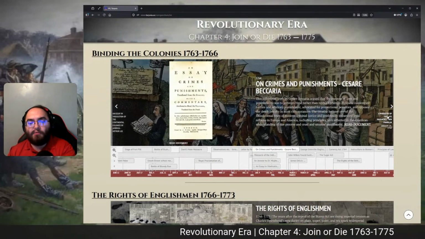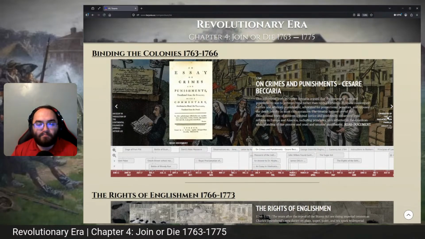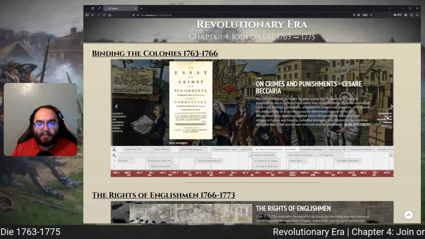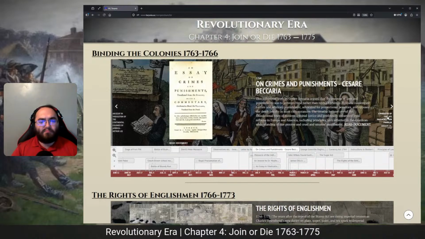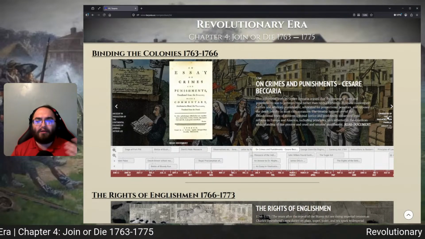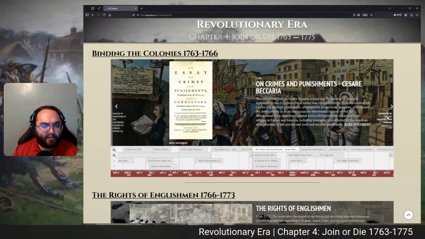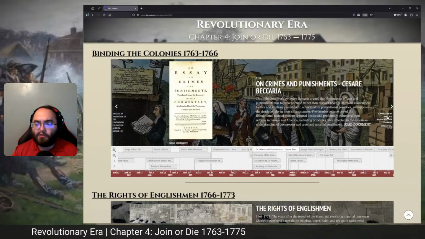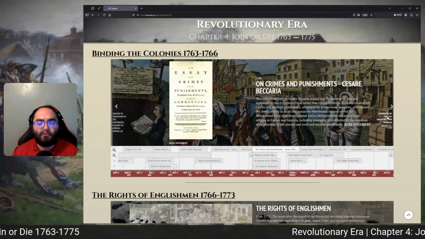Here's an interesting essay on crimes and punishments, written by an Italian guy. And I like to add as many of these primary sources from not just the American colonies, but also other parts of Europe. Like I include Thomas Hobbes' Leviathan. I include John Locke's Second Treatise on Government. I include The Spirit of the Laws by Montesquieu. And now this is yet another political essay.